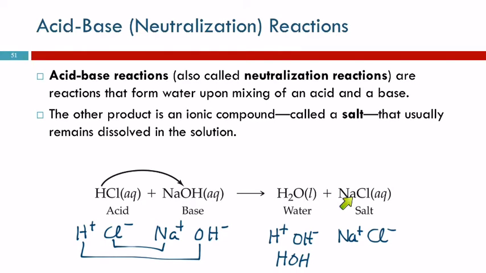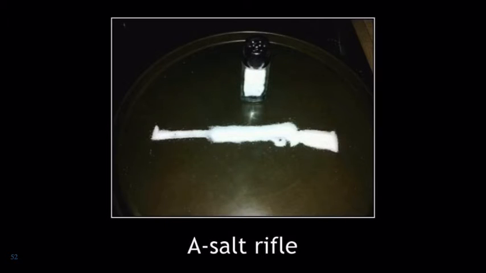This other compound is called salt. NaCl here is exactly the same as the salt in your kitchen, table salt, but chemists call any ionic compound a salt. So it'll form water and a salt.